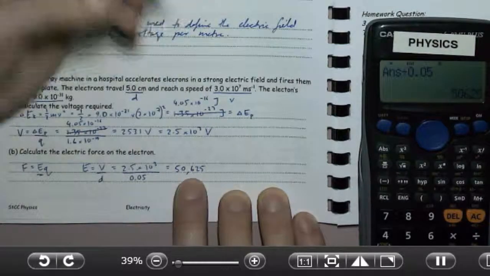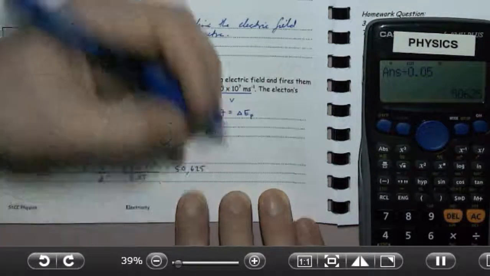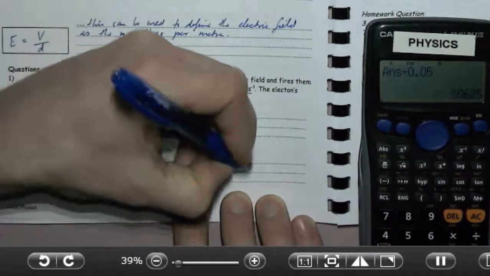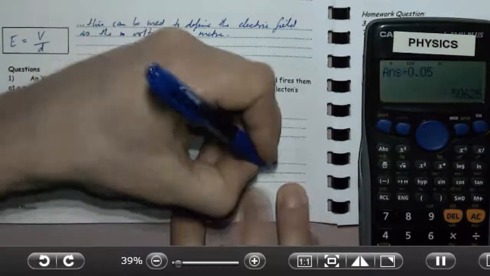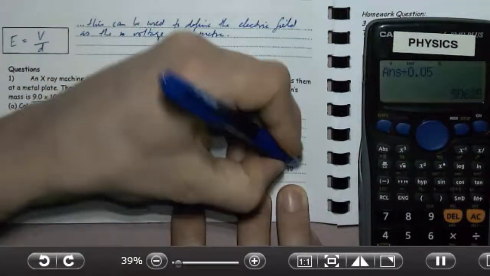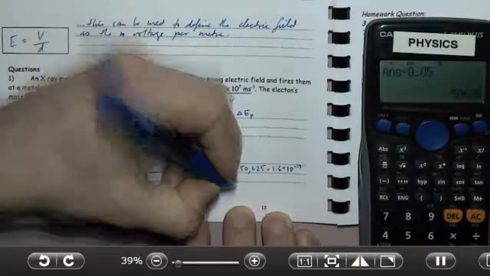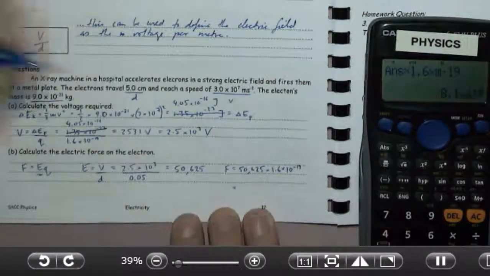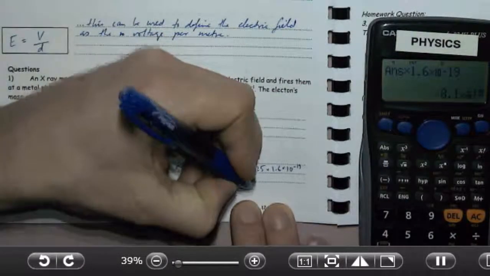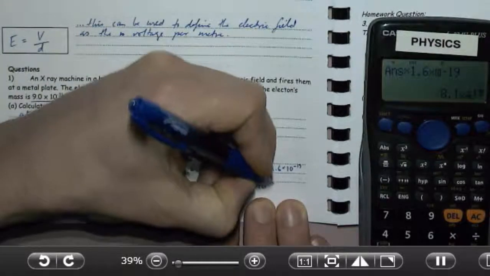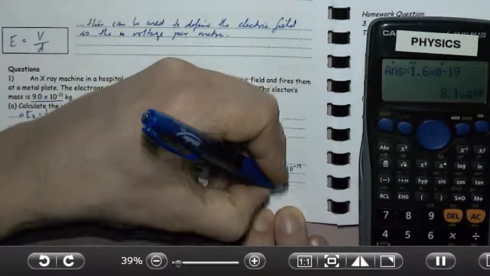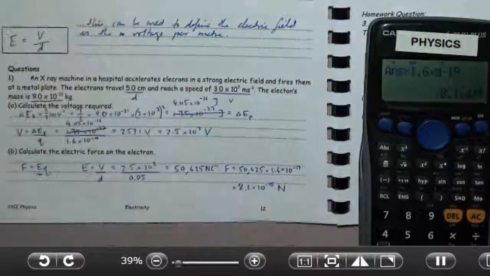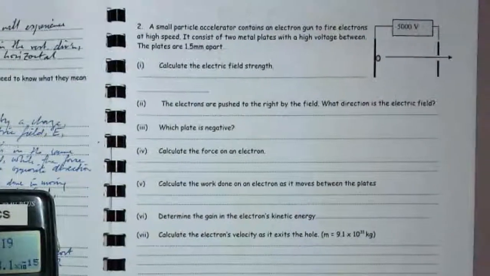That's the electric field, and so the force is equal to 50,625 times 1.6 times 10 to the negative 19, which is the charge, and that is equal to 8.1 times 10 to the negative 15, and force is measured in newtons. The electric field is newtons per coulomb. Okay, so that's the end of question 1. Question 2.